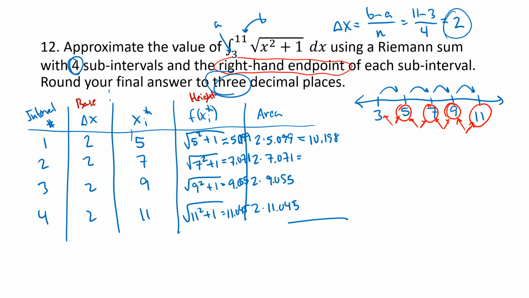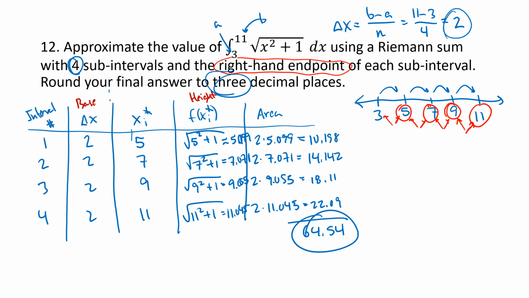2 times 7.071 is 14.142. 2 times 9.055 is 18.11. 2 times 11.045 is 22.09. All right, now we add all those up. So 10.198 plus 14.142 plus 18.11 plus 22.09 all gives us our grand total of 64.54. And that would be our final answer.